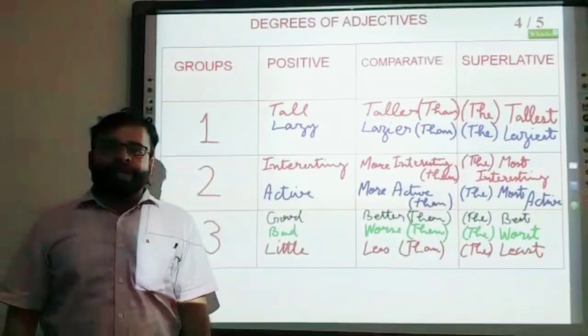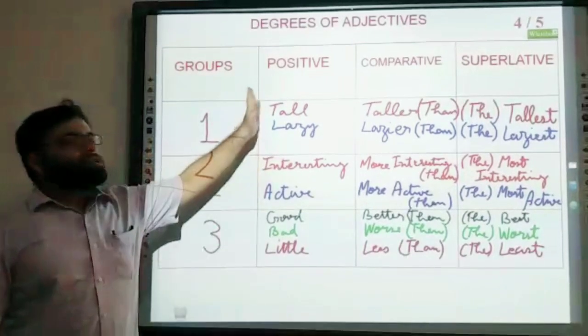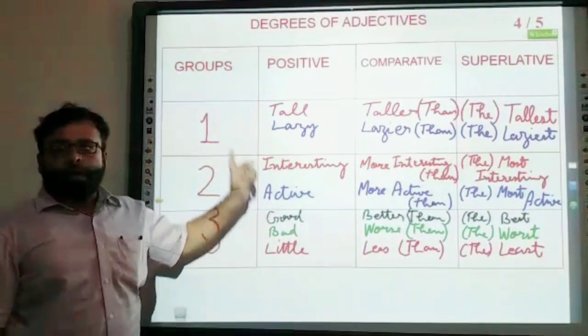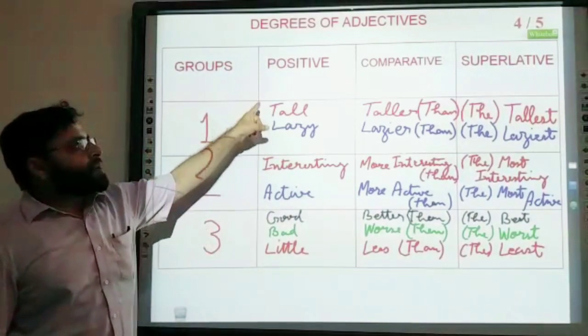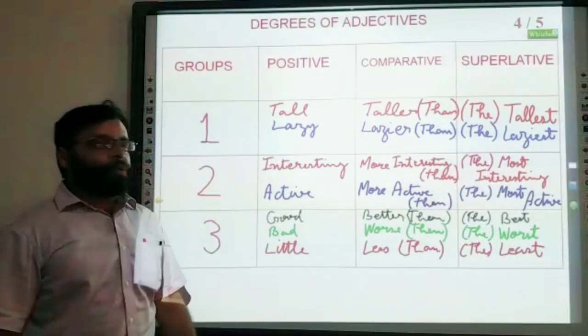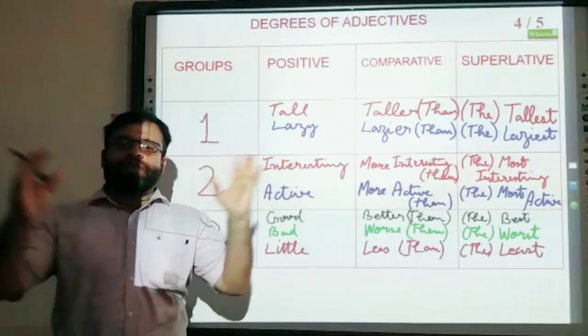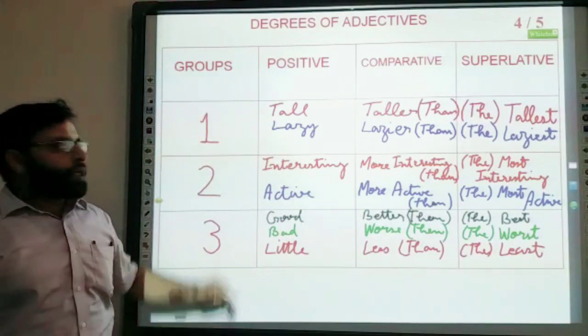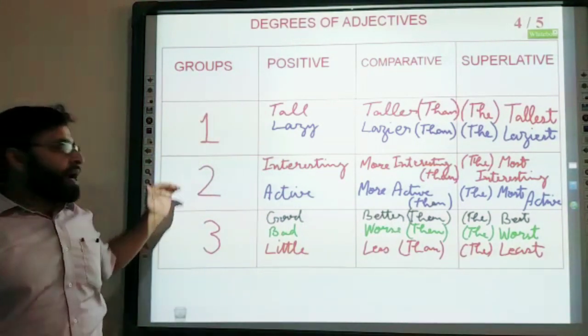This is Sajid Qureshi with the degrees of adjectives. In this video, you will learn the degrees of adjectives, which are positive, comparative and superlative. Here I would like to tell you that all these degrees of adjectives are divided into three groups: Group 1, Group 2 and Group 3.